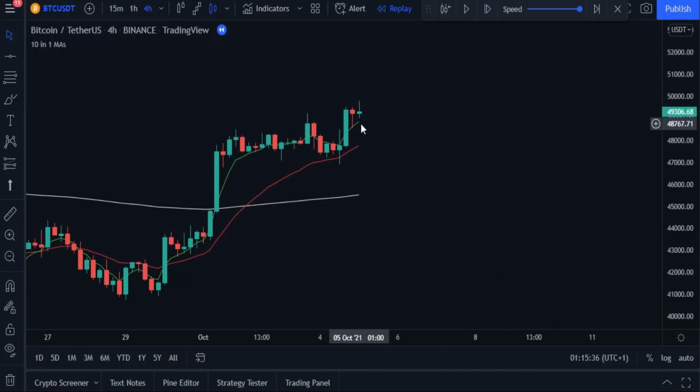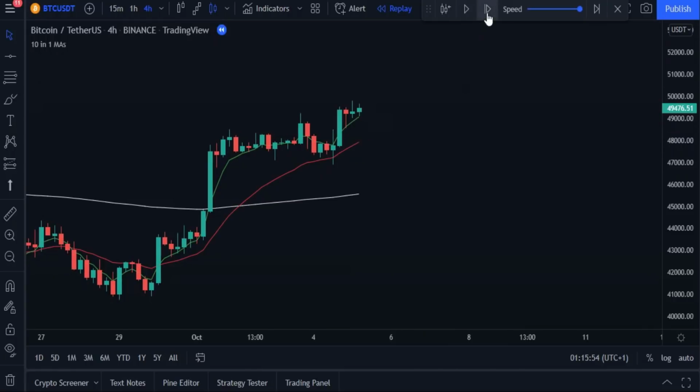Here we see the emergence of a candle that does not touch the green line, but it is very close to it, and in my opinion, it is not good for entering, so we will wait until we see a better candle than it.